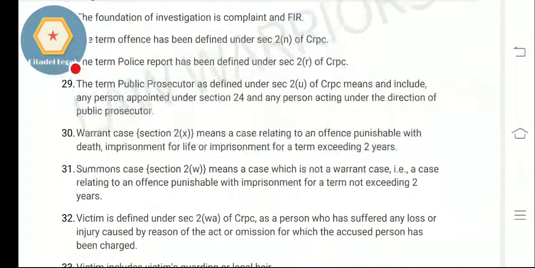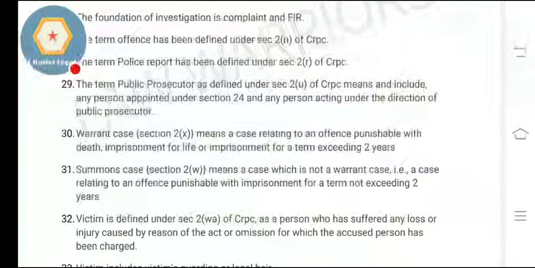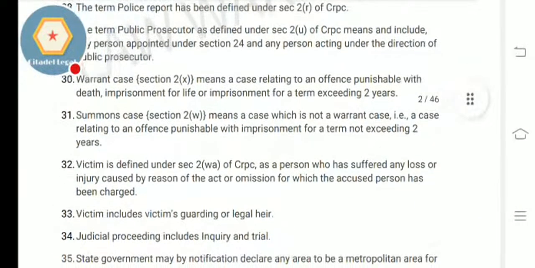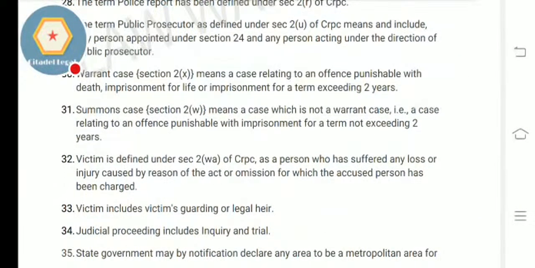Now, summons case, 2W, means a case which is not a warrant case, that is, a case relating to an offence punishable with imprisonment for a term not exceeding 2 years. So above 2 years is a warrant case, and up to 2 years is a summons case. Now 32, victim is defined, very very important. Victim is defined under section 2WA of CrPC as a person who has suffered any loss or injury caused by reason of the act or omission for which the accused person has been charged.